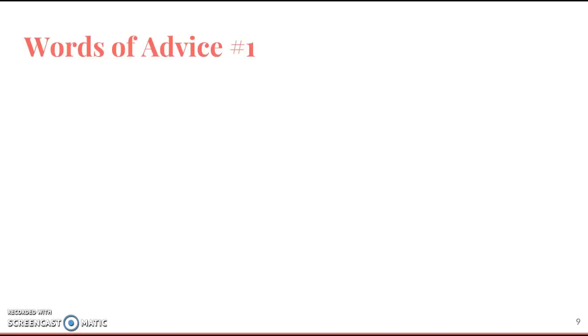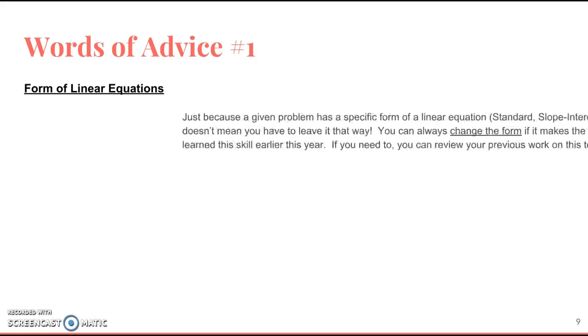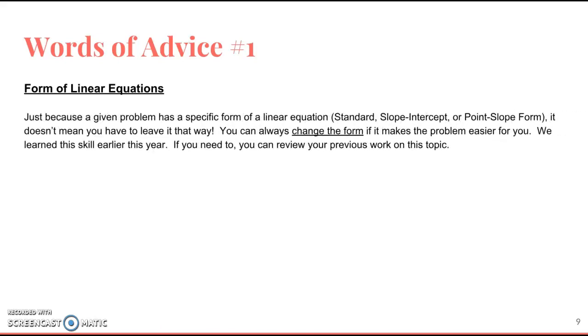I have a couple words of advice for you, and here's number 1. Form of linear equations. Just because a given problem has a specific form of a linear equation, like standard, slope-intercept or point-slope form, it doesn't mean you have to leave it that way. You can always change the form if it makes the problem easier for you. We learned this skill earlier this year. If you need to, you can review your previous work on this topic.